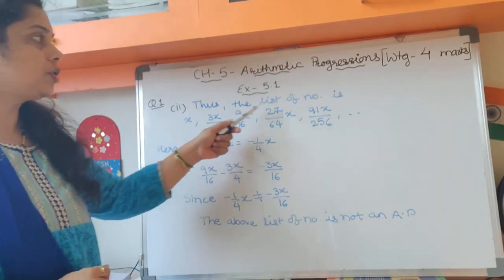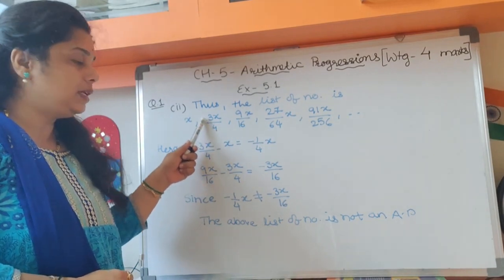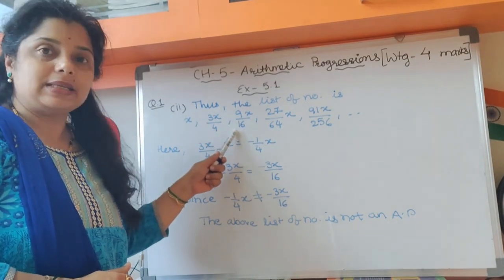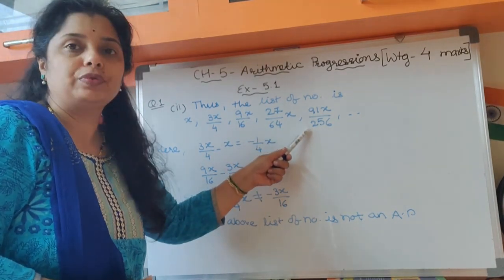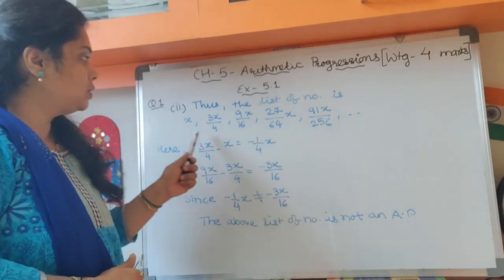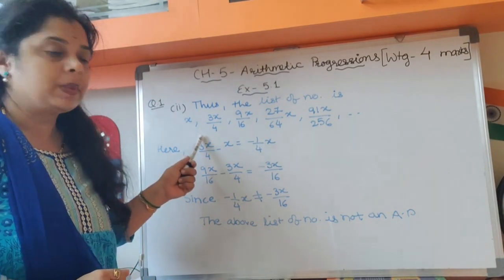Now the list of numbers is x, 3x/4, 9x/16, 27x/64 and 81x/256, and it goes on. So this is the list of numbers. Now we have to check whether it is an AP or not.